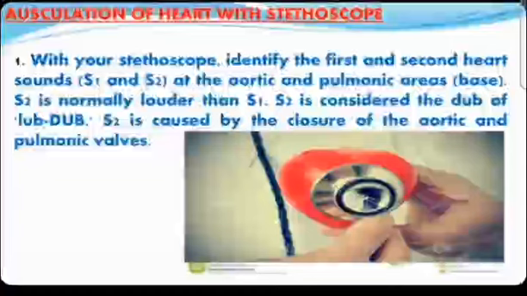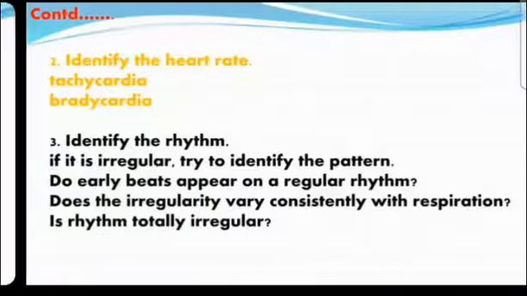Auscultation of the heart with a stethoscope. With a stethoscope, identify the first and second heart sounds, S1 and S2, at the aortic and pulmonic area base. S2 is normally louder than S1. S2 is considered the dub of lub dub. S2 is caused by the closure of the aortic and pulmonic valves.